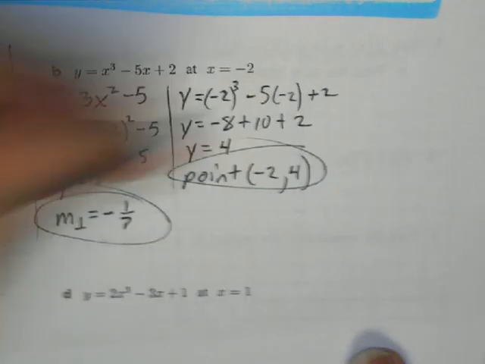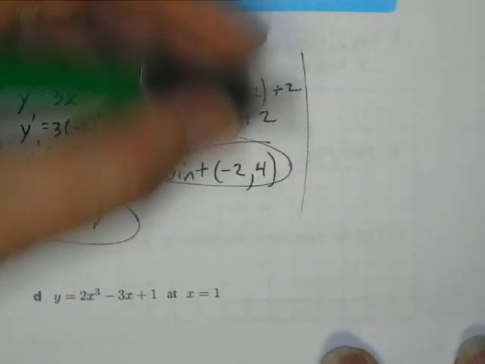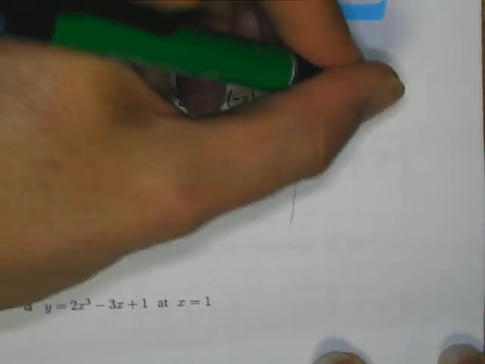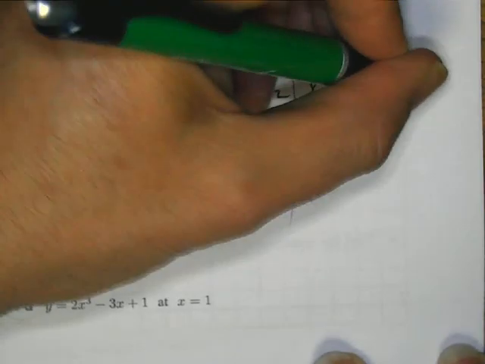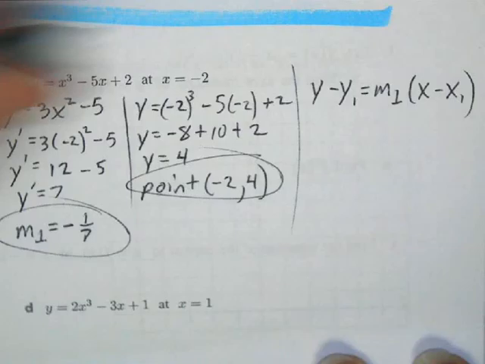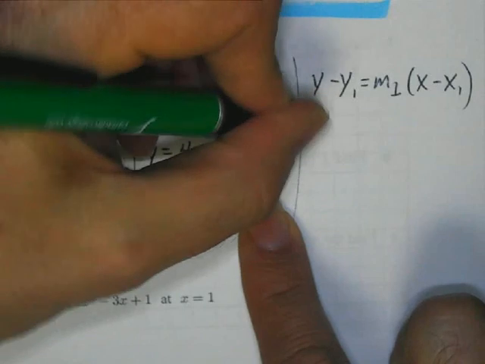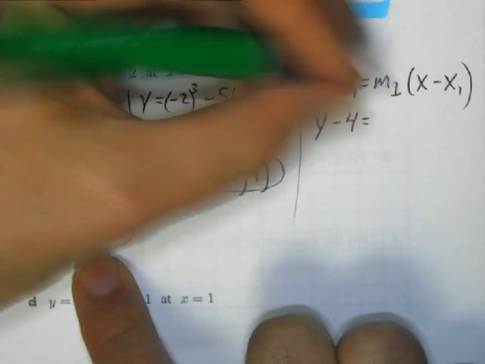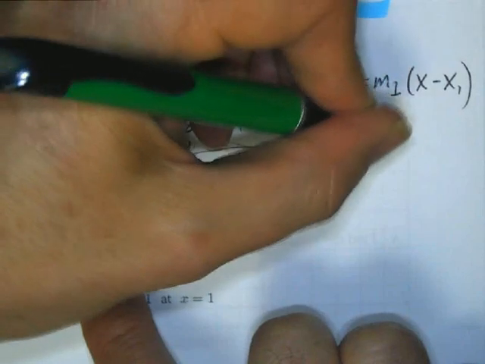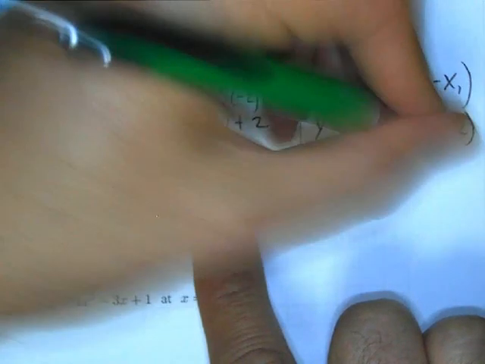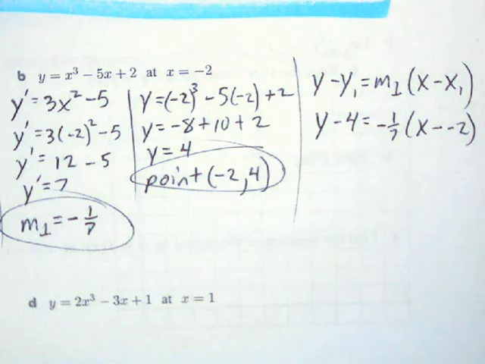So it's y minus y1 equals m times x minus x1. Okay, and let's replace y1 with 4. Let's replace the slope with negative 1/7. Let's replace the x with negative 2.